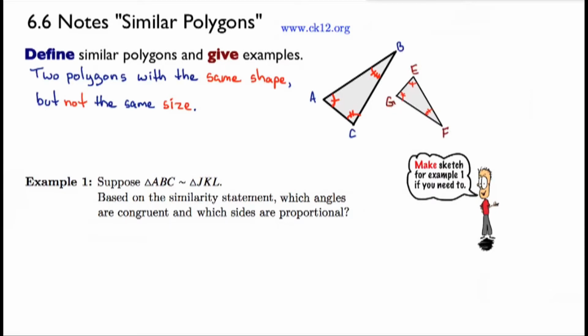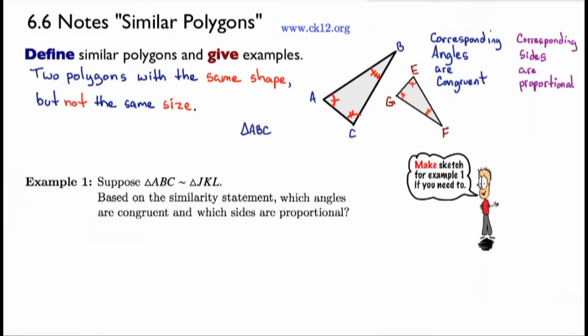So triangle ABC and triangle EFG all have corresponding angles that are congruent, and the corresponding sides are proportional. So therefore triangle ABC is similar to triangle EFG, and this little squiggle sign here means similar.